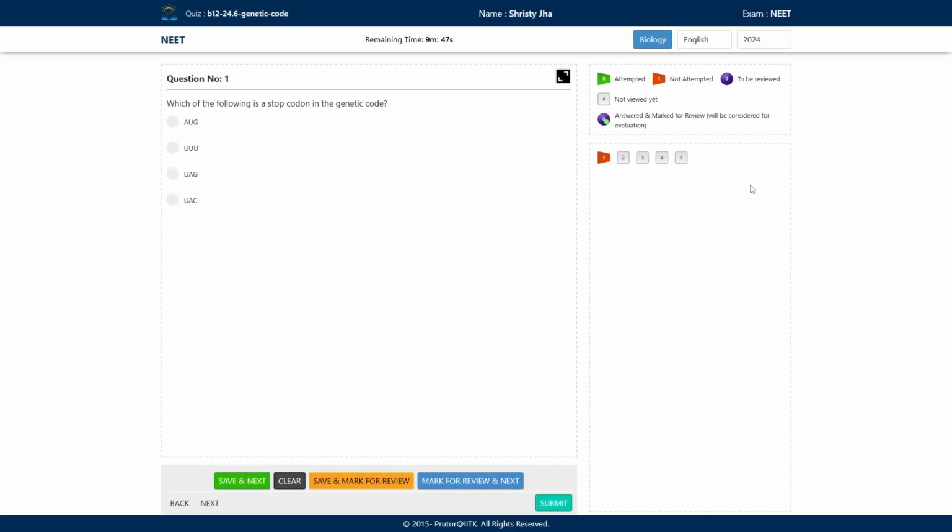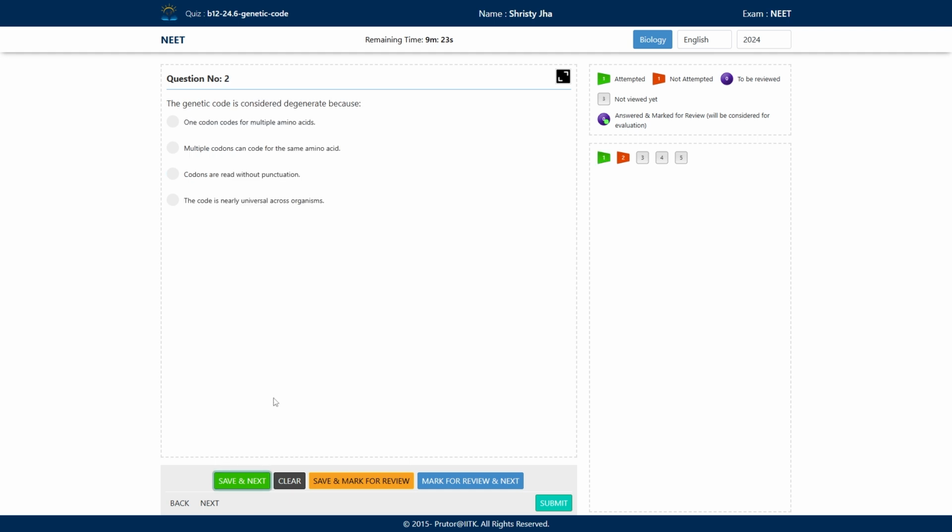Now let's see the first question. Which of the following is a stop codon in the genetic code? We know that there are 3 stop codons in the genetic code: UAG, UAA and UGA. Here we can see the option UAG, whereas AUG is the start codon. So the answer is UAG.